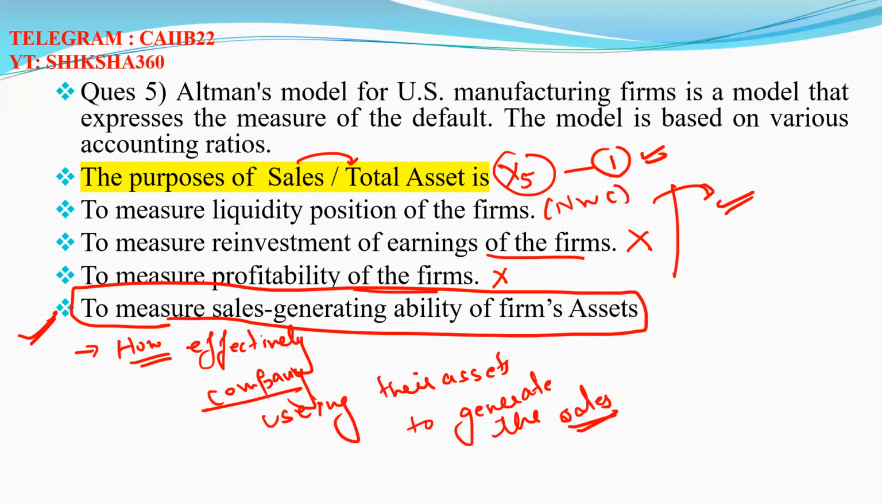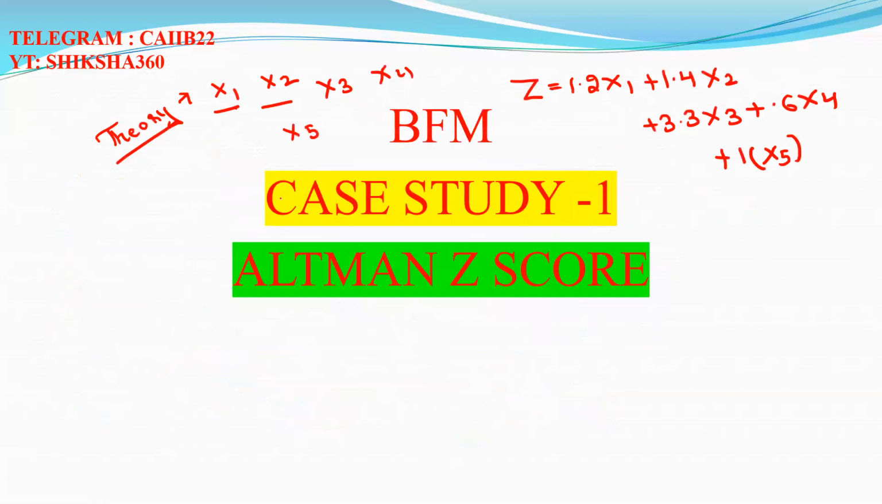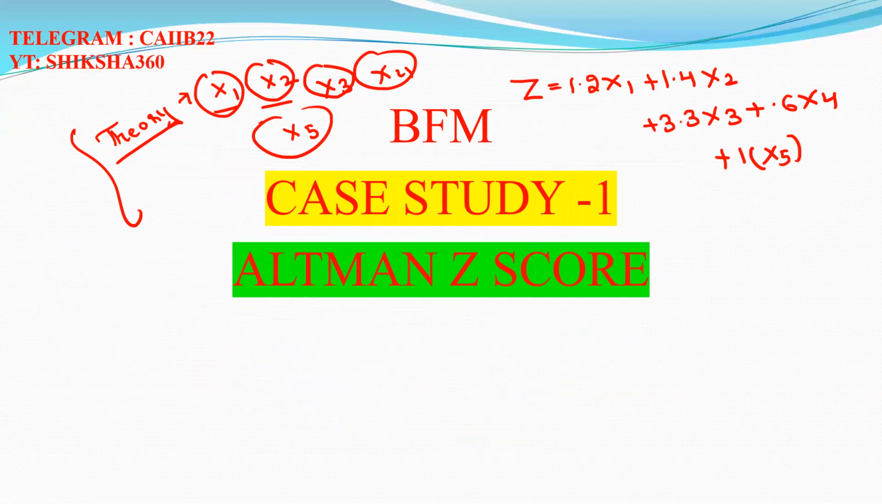So this is the overall understanding of all these 5 ratios: x1, x2, x3, x4 and x5. We have discussed in detail the meaning of all these ratios. Now we have to discuss one simple numerical on the basis of that, and after that we will discuss a little bit typical case study.